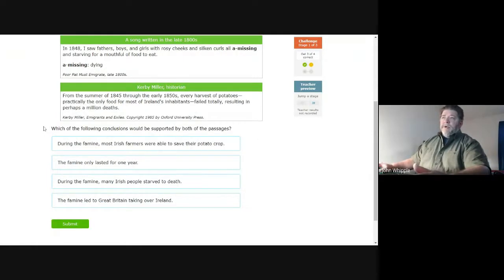Kirby Miller, historian. From the summer of 1845 through the early 1850, every harvest of potatoes, practically the only food for most of Ireland's inhabitants, failed totally, resulting in perhaps a million deaths.